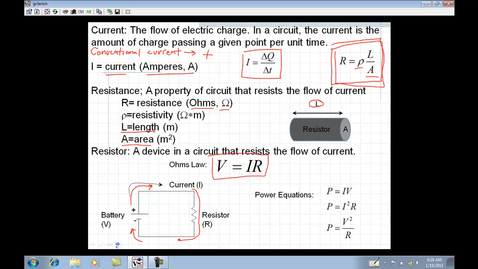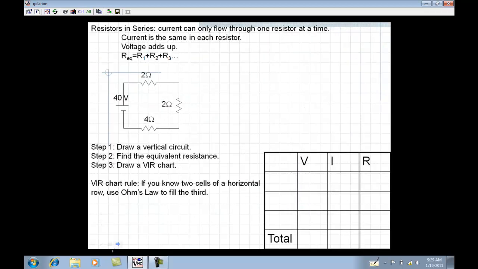All right. So the power equations I'm showing you here, that was a little premature. We'll go over those next time. Here's what I want us to do. I want us to go to the next set of notes and practice this thing called the VIR chart. An example is already given to you on the bottom right.